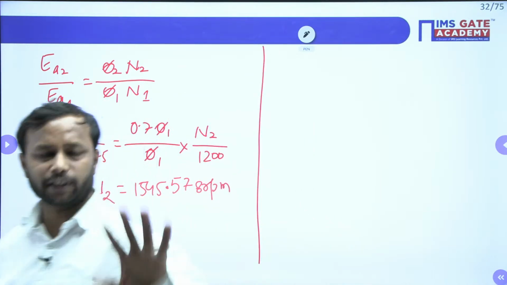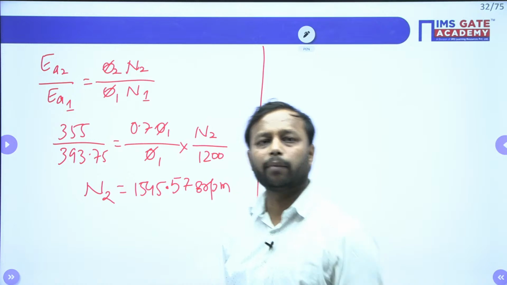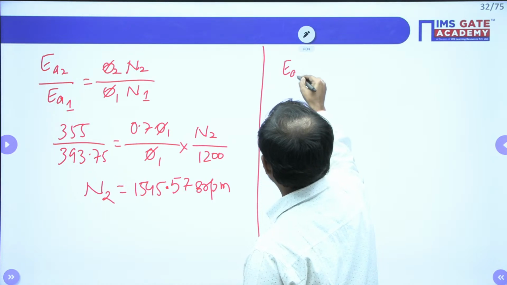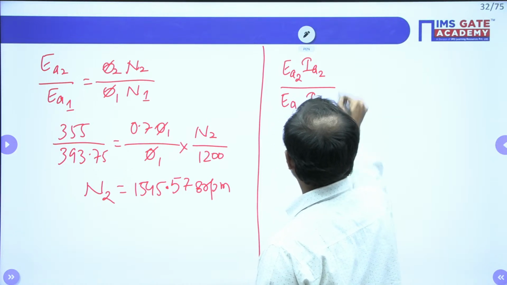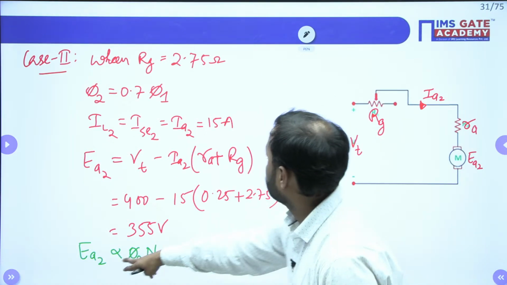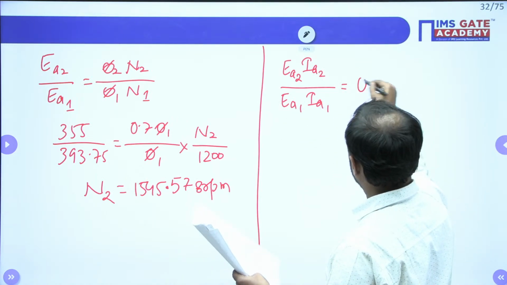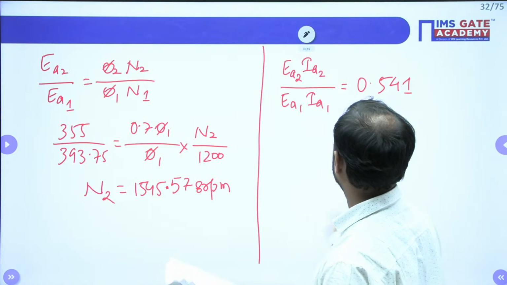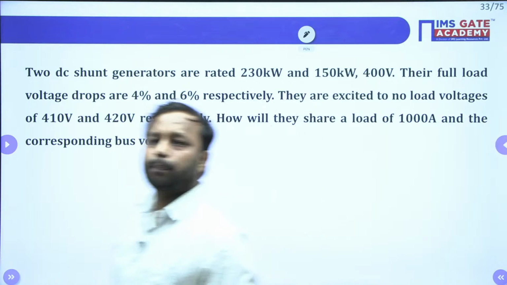Again, I am using two equations, the EMF equation and the KVL around the armature resistance. All right, clear? Now next, I need to calculate the mechanical power. So mechanical power is what? EA2 IA2 whole divided by EA1 IA1. So when you solve this, we have IA2, EA2, EA1 and IA1, all are known. So from here we get the value as 0.541. Done, clear? Excellent. So you can expect such a question in the GATE exam.